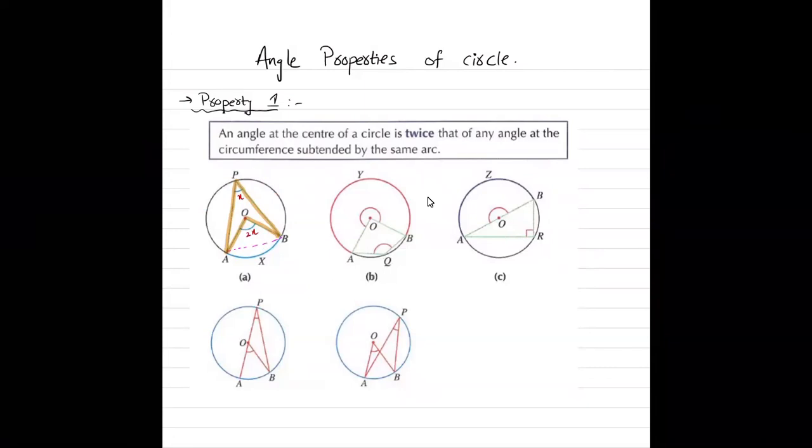Now there are various ways you can have this property diagram. Consider this diagram, diagram B. The chord AB. Now this time the diagram is drawn in such a way that you're going to consider the reflex angle as the angle at the center, and the angle at the circumference is going to be AQB over there.